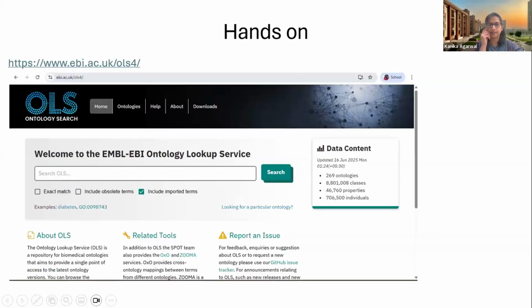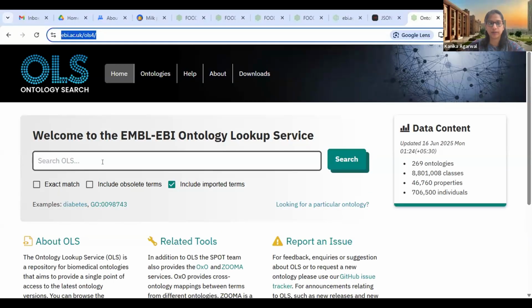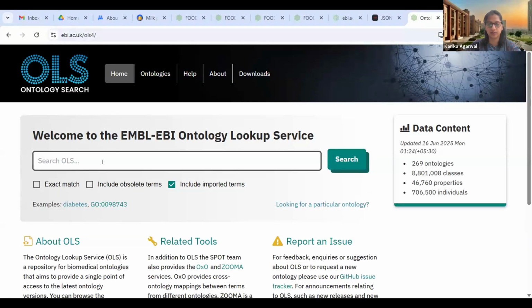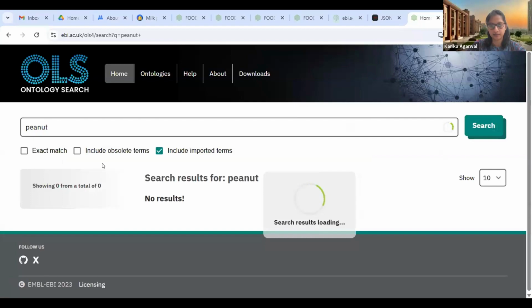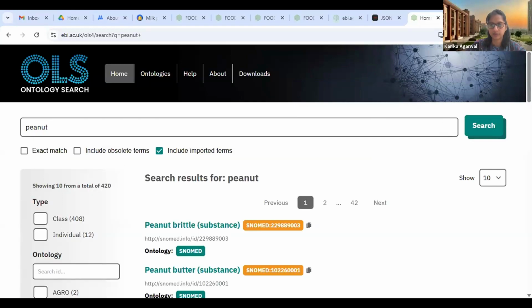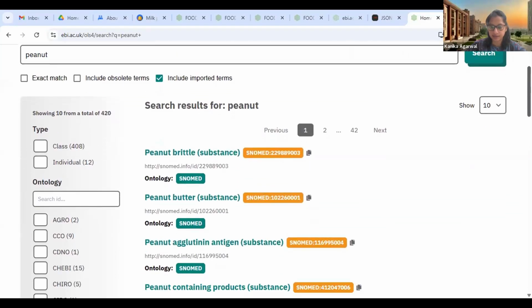Right. So I would like you to click on your search engine and look up OLS, ontology lookup service. This will direct you to a page which says, welcome to the EMBL-EBI Ontology Lookup Service. So when you look up this ontology, if we look at a simple thing, say peanut, and you hit enter, this is what you get. You get a lot of hits.